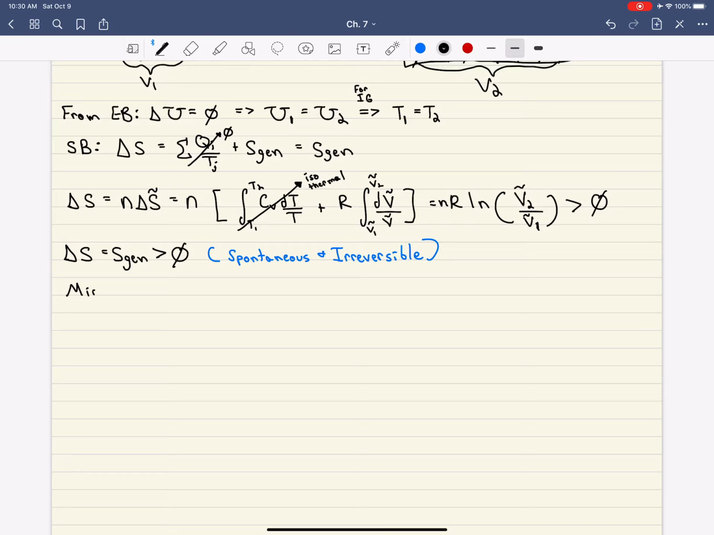But at least to get a more physical understanding of what's going on, we could also think about what's happening microscopically. To do that, let's think about the basic definition of entropy, which is just the number of ways that molecules can arrange themselves in a system.